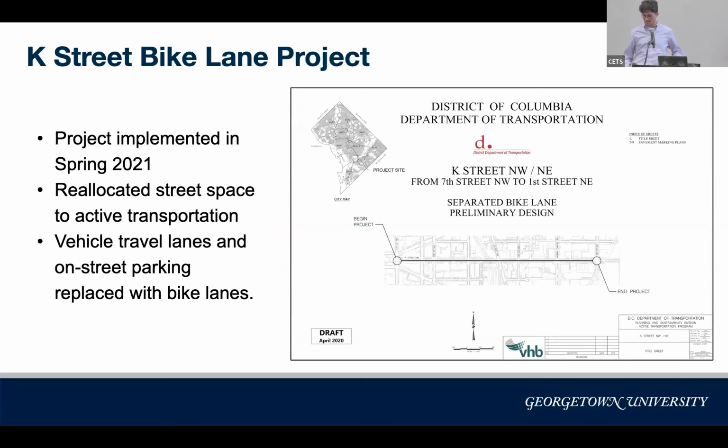So what is the project? In 2021, DDOT implemented the Separated Bike Lane Preliminary Design, but this was the preliminary design they implemented as the project. It reallocated street space to active transportation, essentially. So they removed on-street parking and some travel lanes and replaced them with protected bike lanes.